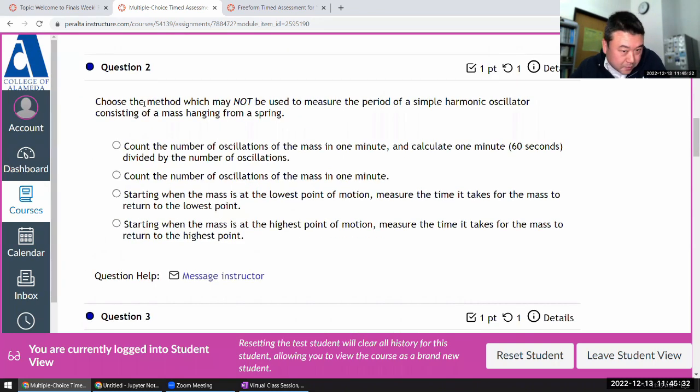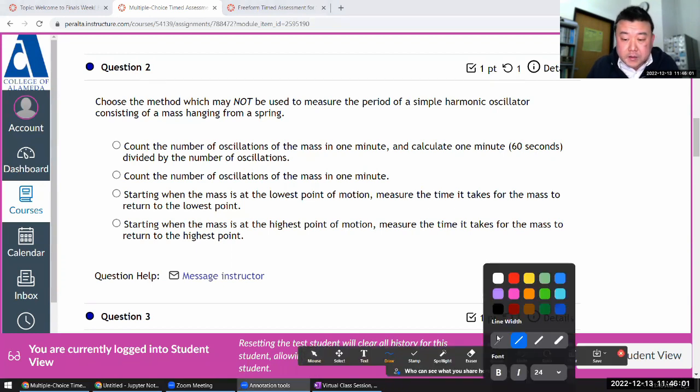Okay, choose the method which may not be used to measure the period of a simple harmonic oscillator consisting of a mass hanging from a spring. Okay, mass on a spring, that's good. Let me read it through. Count the number of oscillations of the mass in 1 minute and calculate. Oh, I see. So I guess what you have to remember is this relationship or definition of period.